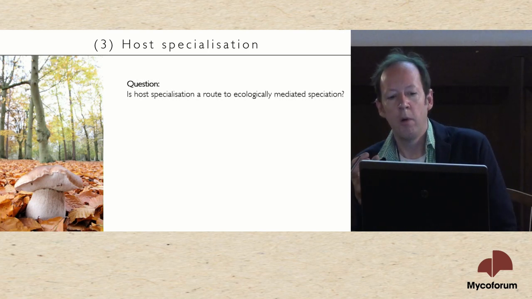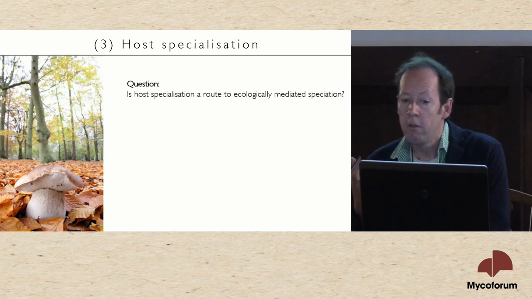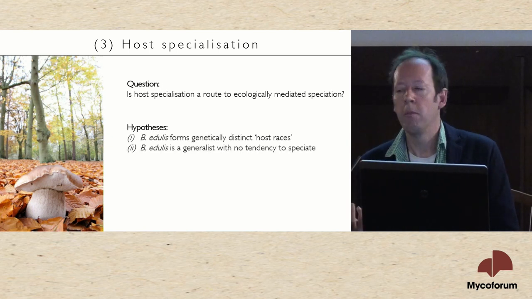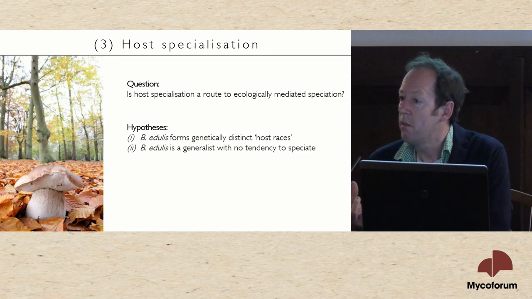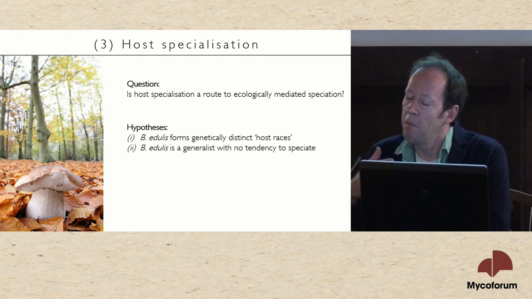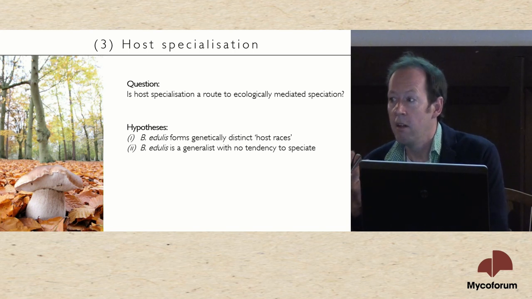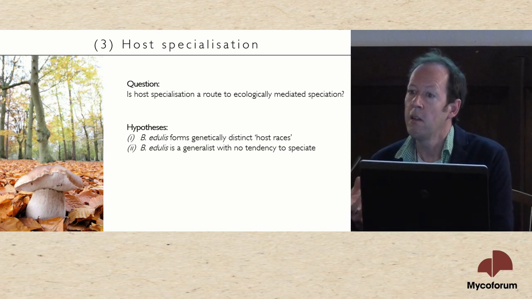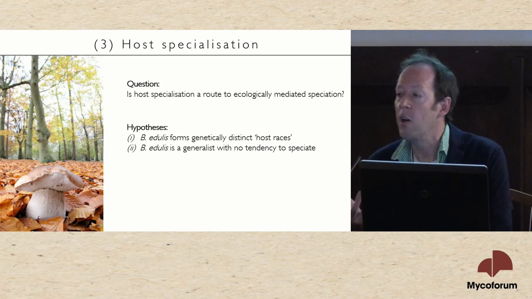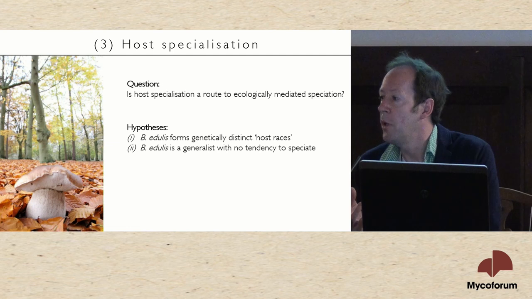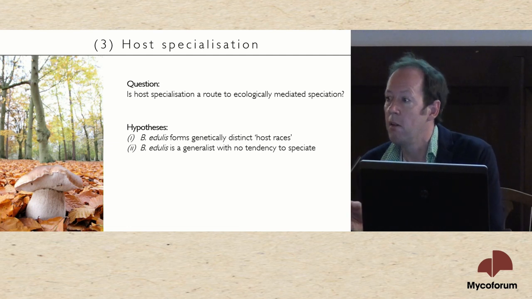And finally, we want to know whether host specialization could be a route to speciation. And there are two possible extremes here. So the first is that Boletus sedulis is broken down into different genetically distinct and adapted host races, which basically go with the different tree species. At the other end of the spectrum, it could be that Boletus sedulis is a true generalist and shows no tendency for local adaptation or speciation.